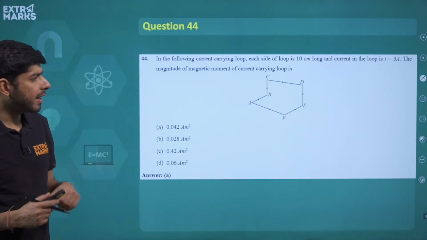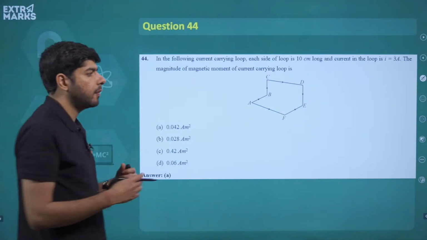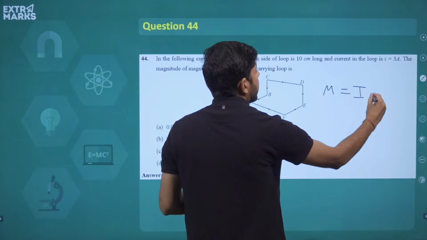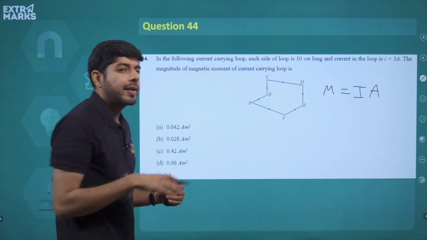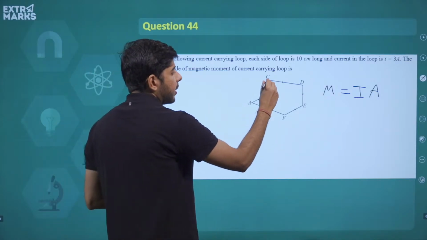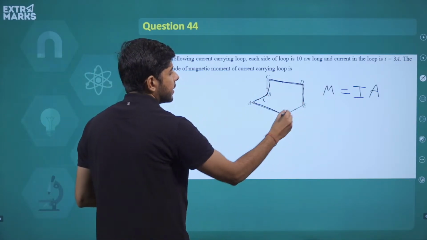Okay, next one, magnetic moment. So guys, what is the formula of magnetic moment? I into A. Remember this one. I into A. But more important thing, it is a vector quantity. Alright. So here we have two loops perpendicular. One is this, other is this. So what is the direction?